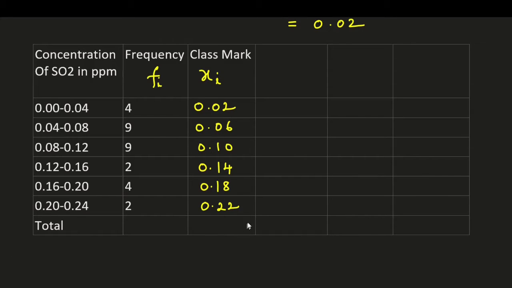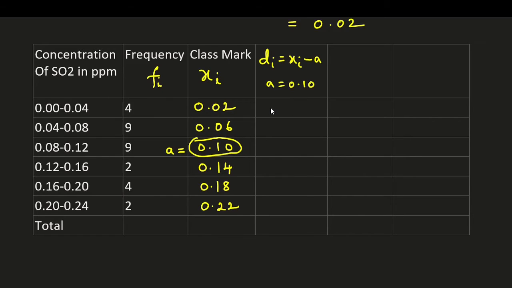By observing class intervals, we see that these two have higher frequencies. If we want to choose any assumed mean method, we can choose this one, 0.10. We can choose 0.10 as assumed mean. Let us choose this as a. So deviation di is equal to xi minus a. Here a is equal to 0.10.